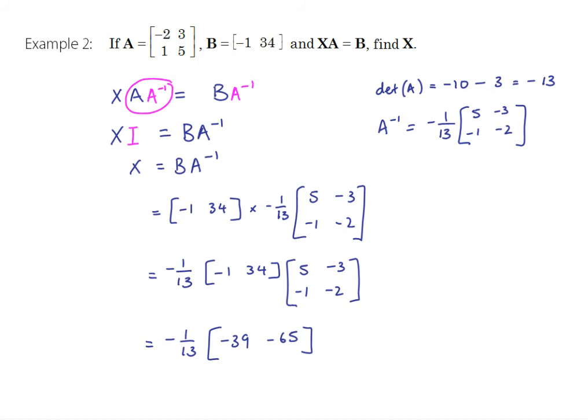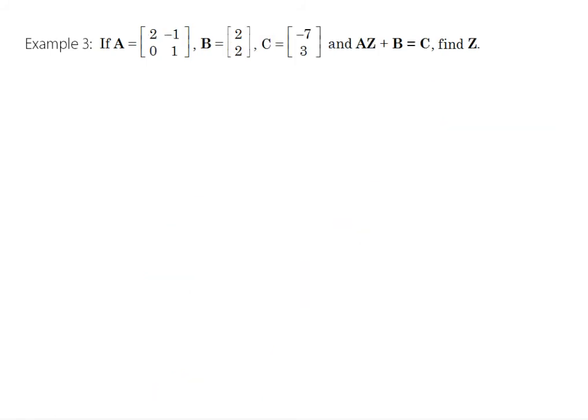Right, I'm going to multiply this fraction in because both numbers are divisible by 13, and we'll get rid of all those negatives. Negative times negative and negative times negative, so everything will be positive. So 39 divided by 13 is 3, and 65 divided by 13 is 5. So X is the 1 by 2 matrix 3, 5. One more example, a bit more complicated. So this time our equation is AZ plus B equals C.